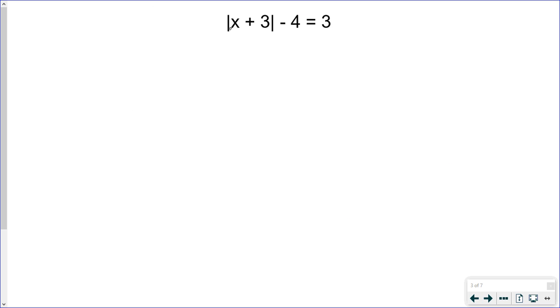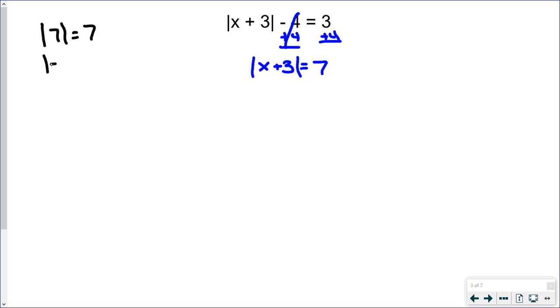All right, absolute value equations. So in an absolute value equation, you always want to get the absolute value piece by itself if it's not already. So that means I want to get rid of this minus 4 here. So I'm going to add 4 to both sides. And I have the absolute value of x plus 3 equals 7.